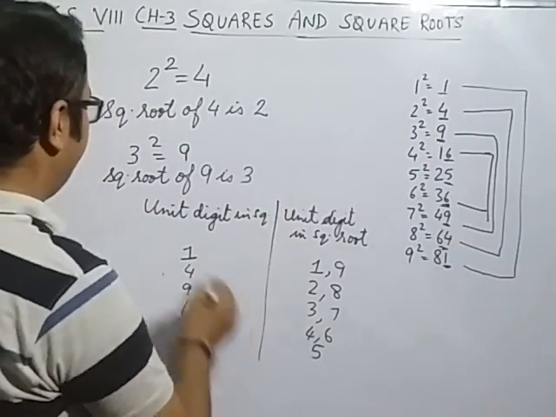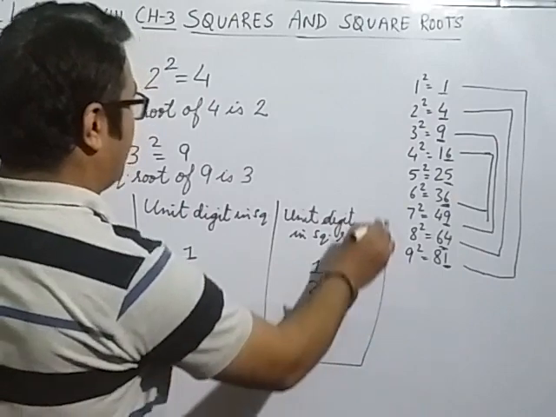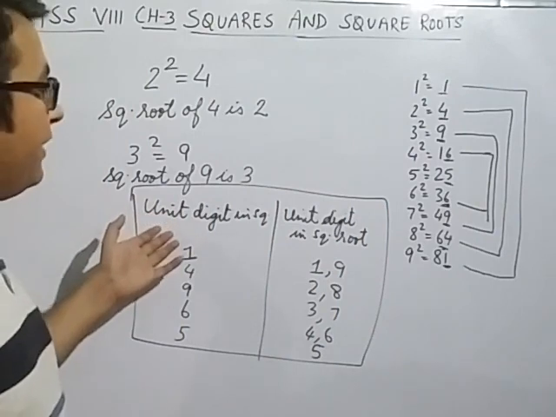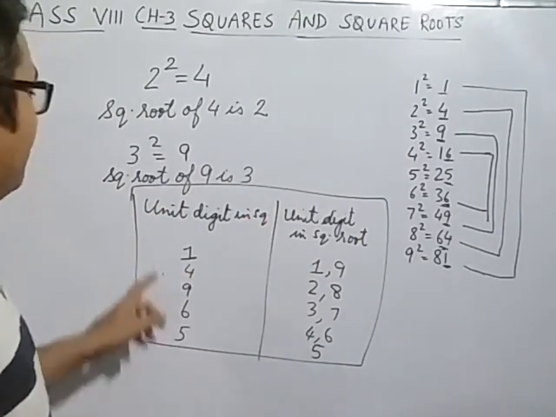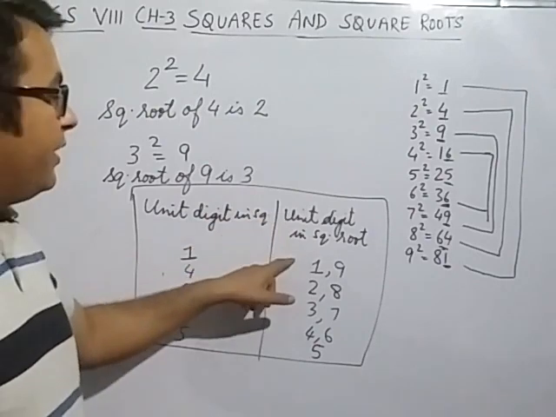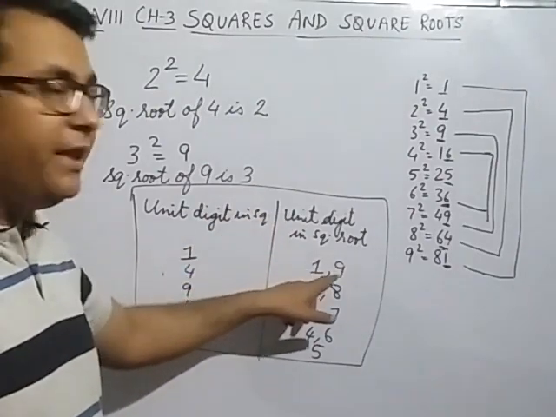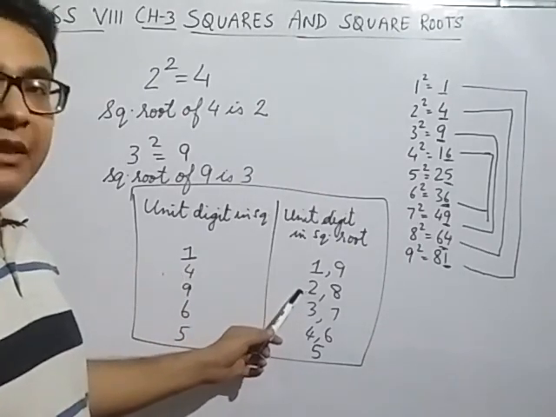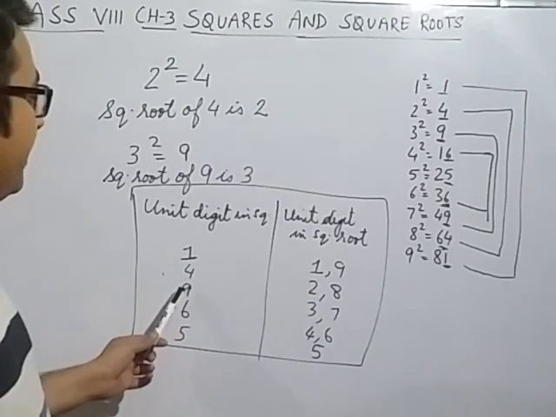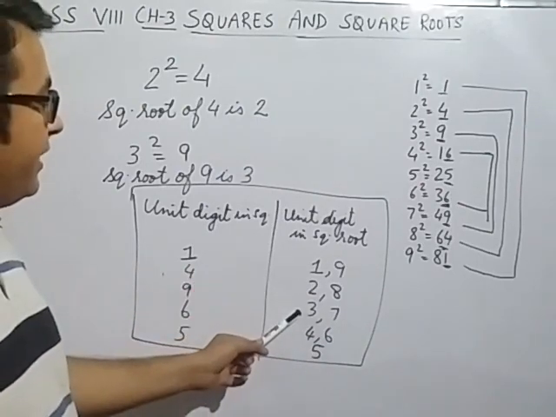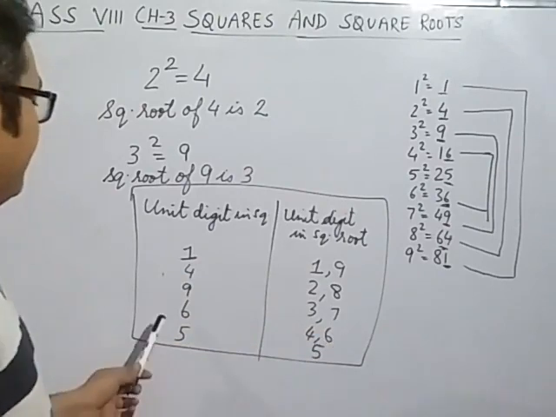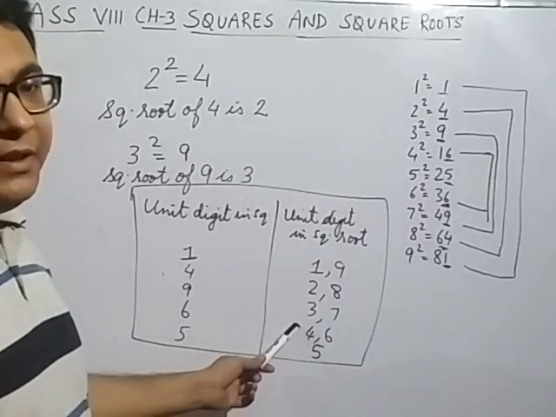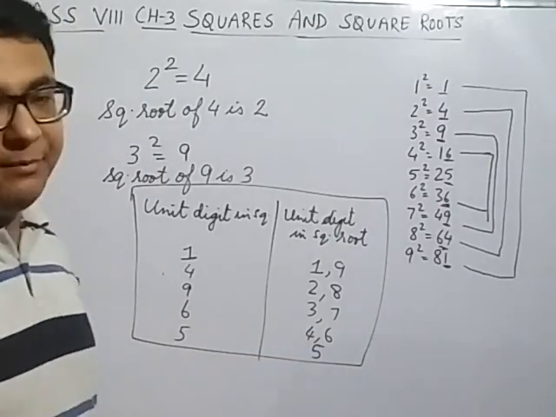This is very important. You will get questions based on this. The unit digit of the square will be given, and you will be asked to write the unit digit in the square root. If the unit digit in square is 1, in square root it will be either 1 or 9. If the unit digit is 4, then in the square root it will be either 2 or 8. If it is 9, then in square root it can be either 3 or 7. If the unit digit is 6 in square, then in square root the unit digit will be either 4 or 6. For 5 it is the same in both.